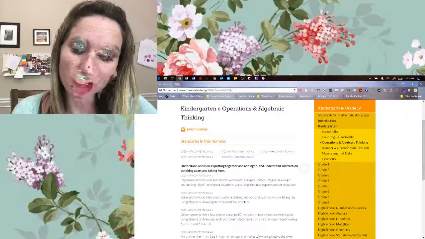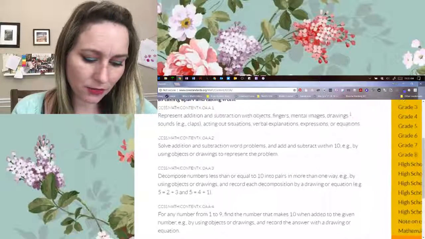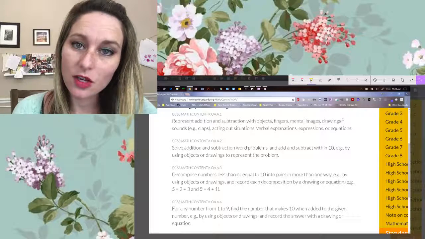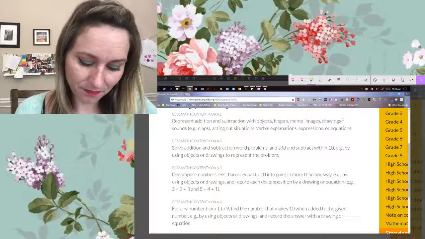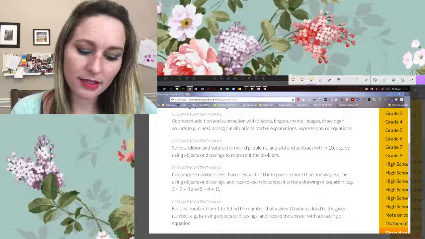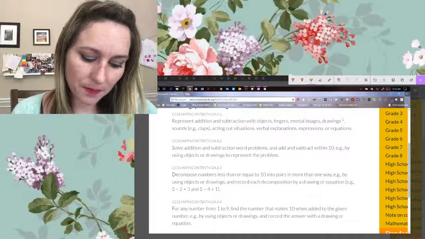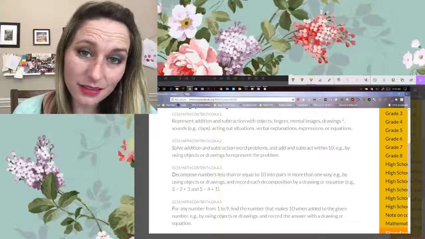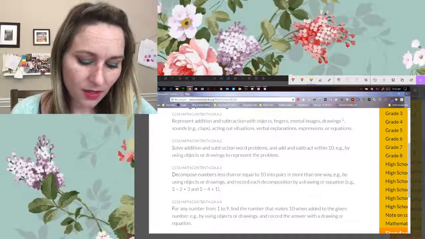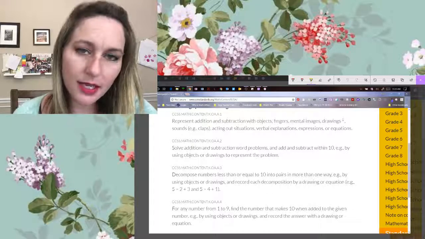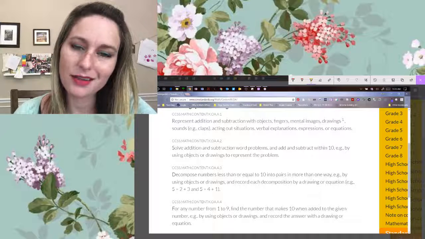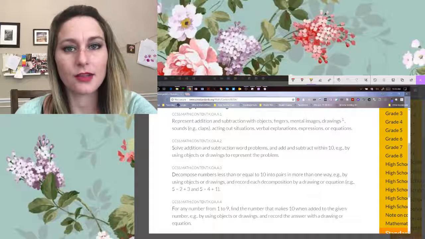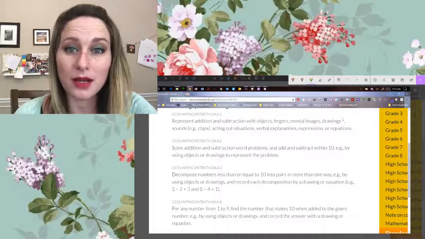When we look at Operations and Algebraic Thinking, we find all of our students' addition and subtraction standards for kindergarten. I'd like us to look through and identify where we expect students to have a concrete understanding, representations, and abstract thinking. Notice that OA1 is asking students to represent addition and subtraction, whereas OA2 is asking students to solve word problems and add and subtract within 10. OA3 is sometimes confusing, decomposing numbers less than or equal to 10 into pairs. People get confused how this is different from the others.